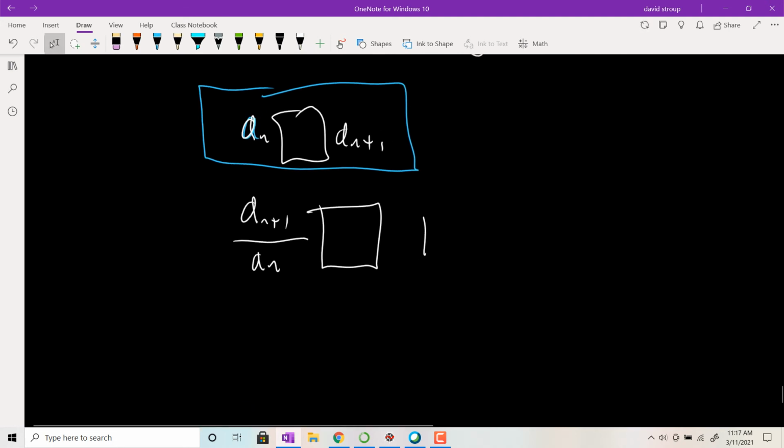Okay. So if this is greater than 1, that means that the next term in line is greater than the previous term, right? So if it's greater than or equal to 1, that will automatically imply it's non-decreasing. If it's less than or equal to 1, that means that a sub n plus 1 is less than a sub n. So in that case, it'll be non-increasing.